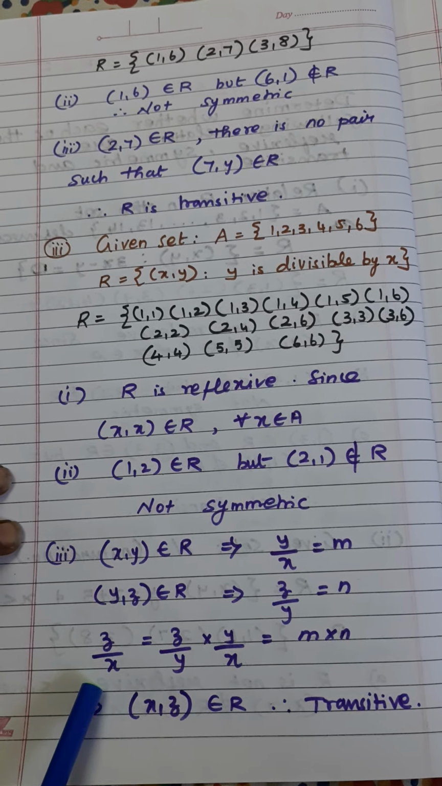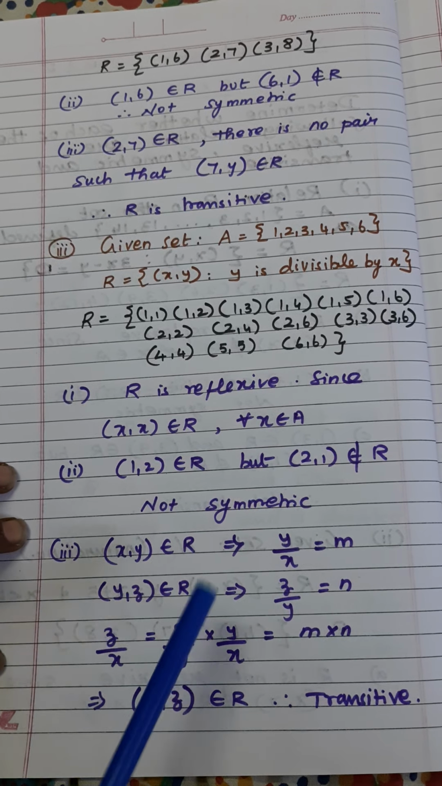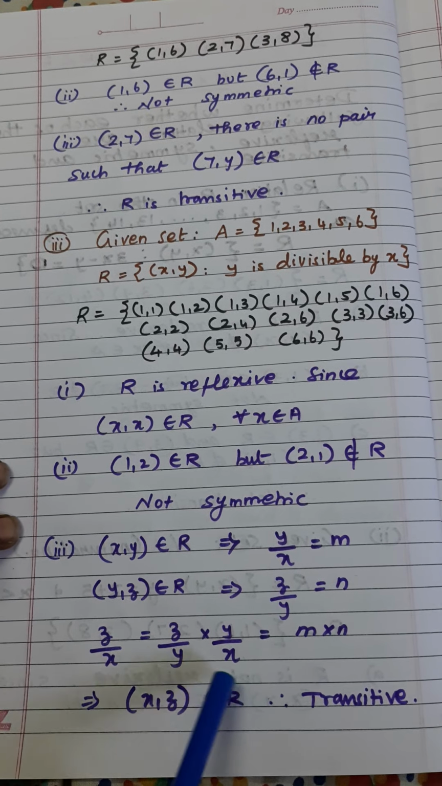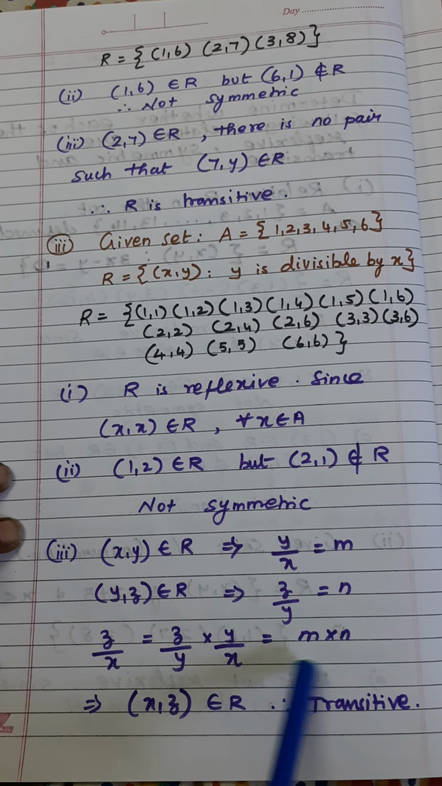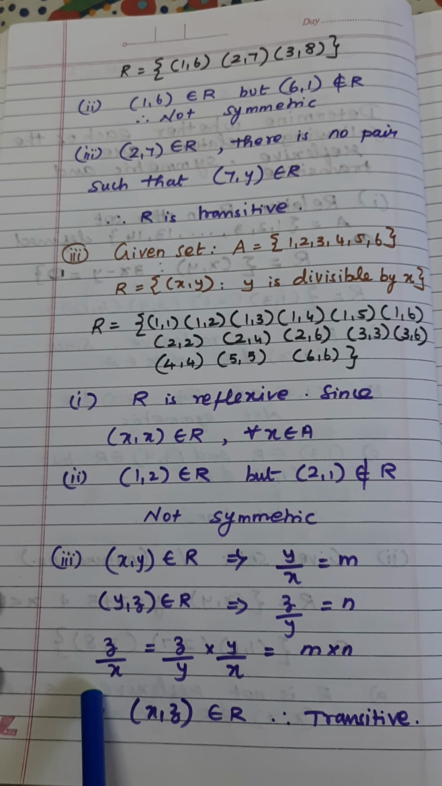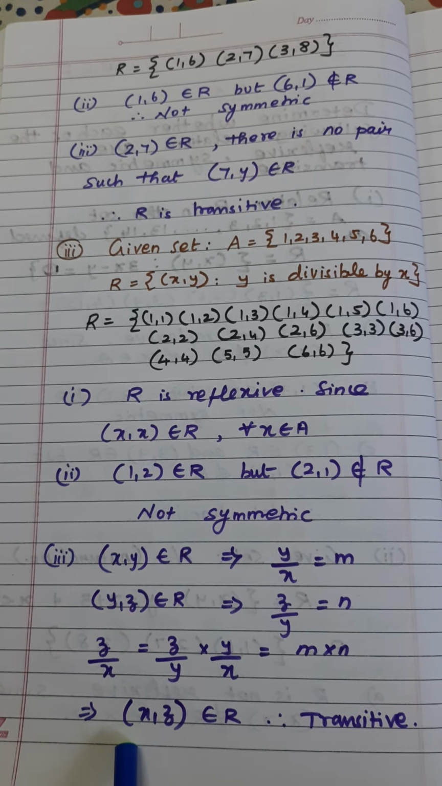z/x, we can write this as the product of these two: z/y into y/x. So the answer for this is m into n. m into n is also some constant. Hence z is divisible by x, so (x, z) belongs to R.